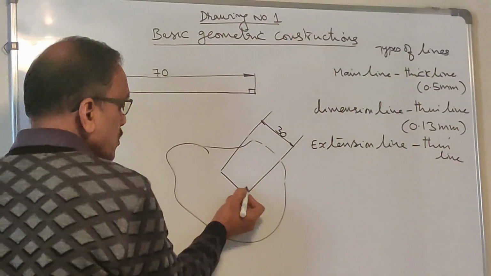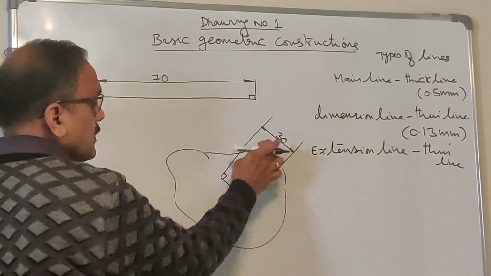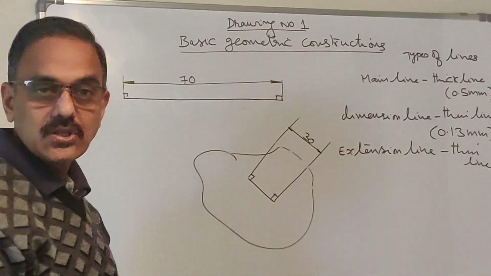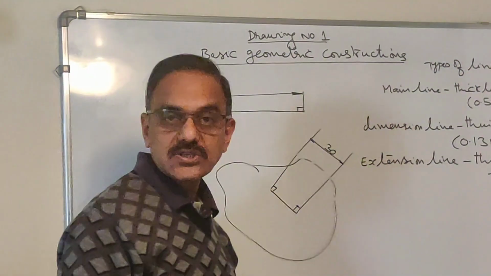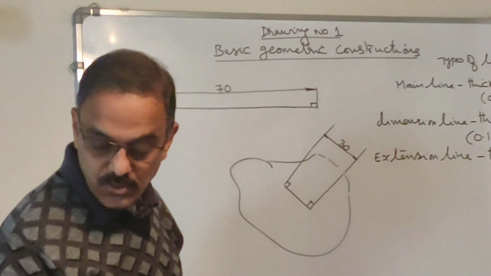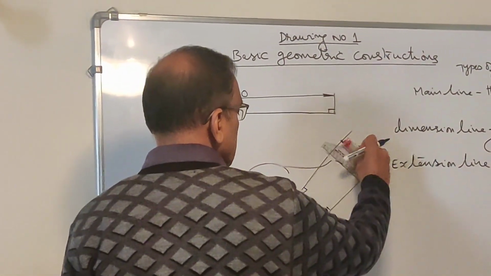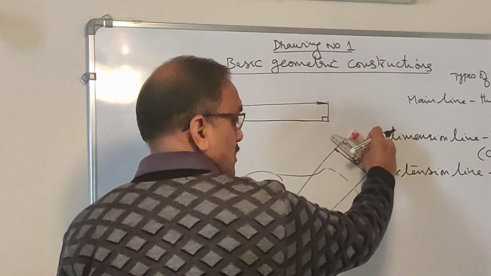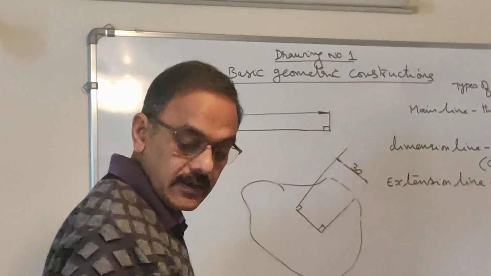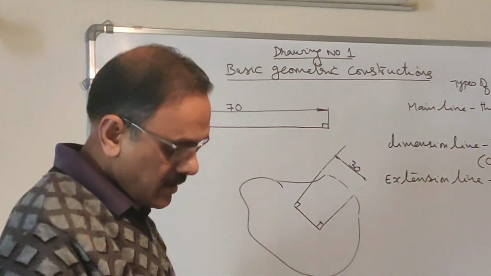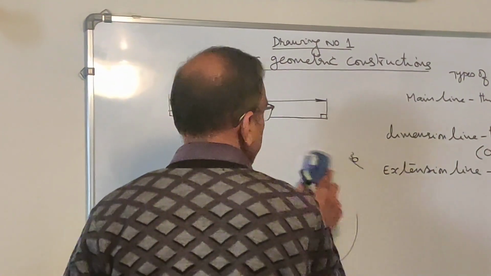But make sure this angle is 90. And also you should make sure the dimension line and the main line are parallel to each other. That is why I have told you to use a rotoscale. If this is the rotoscale, you can just roll it like this and then draw the parallel line wherever it is required. It's quite easy when you use a rotoscale to draw a parallel line. So that is the reason why they are called extension lines.